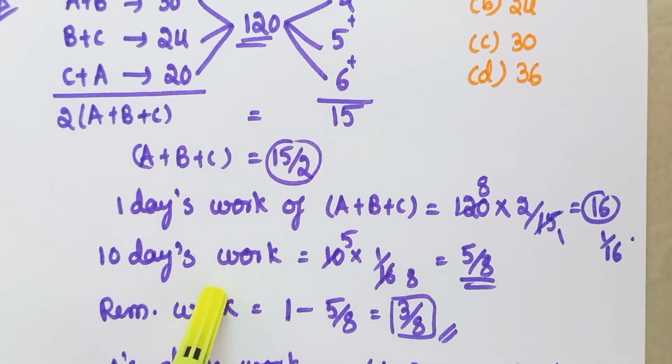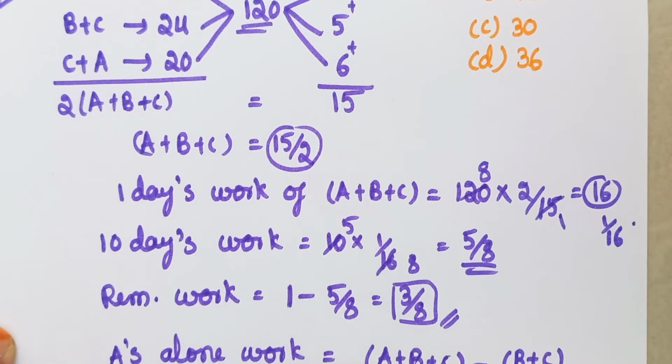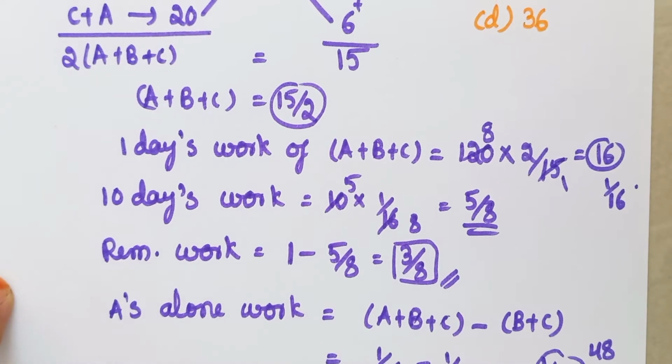But after 10 days, B and C left. So, in order to find the remaining work, we have to subtract this total work from the 1. So, 1 minus 5 by 8 is nothing but 3 by 8. This amount of work is done by A alone. This is the fraction for remaining work. So, first of all, we should find A's alone work. We don't know A's alone work.